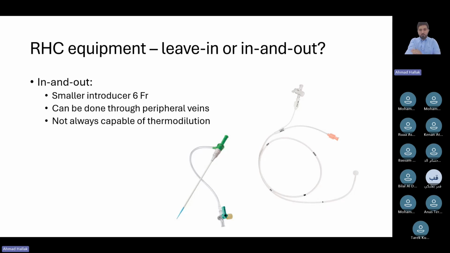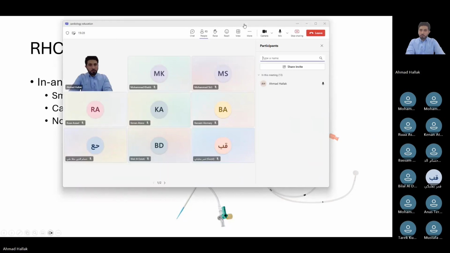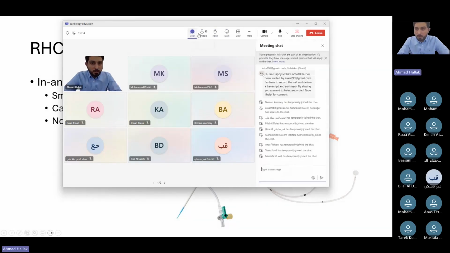We tend to do it from the brachial vein. You can do it from most veins that are big enough. But the advantage is it's a smaller introducer, lower risk of vascular complications. The limitation, though, is that it only has one port, so you tend not to be able to do thermodilution on the majority of in and out catheters. But that's the difference. You need to decide: are you doing the in and out, or are you doing a leave-in Swan?